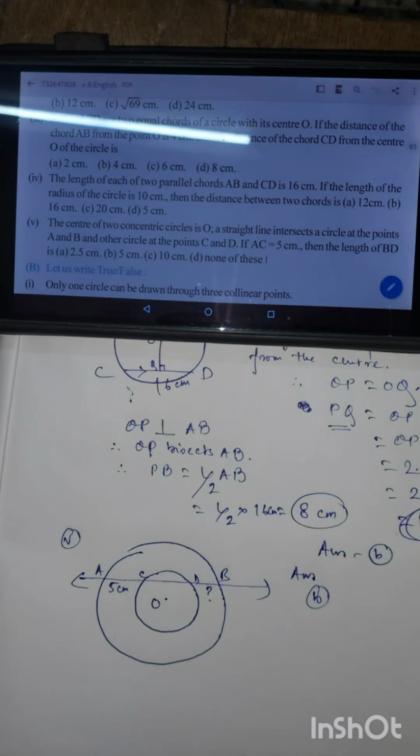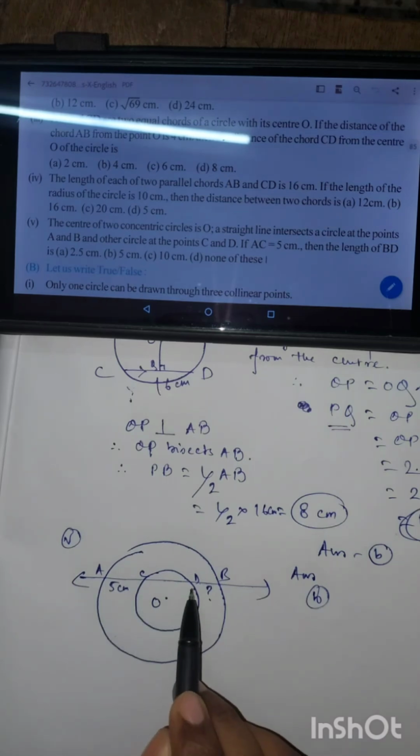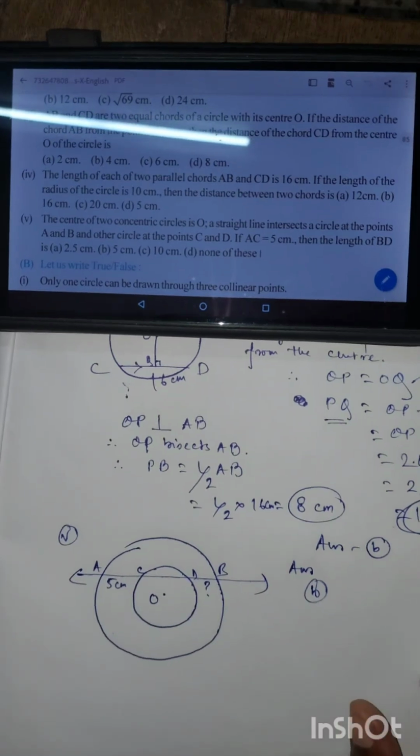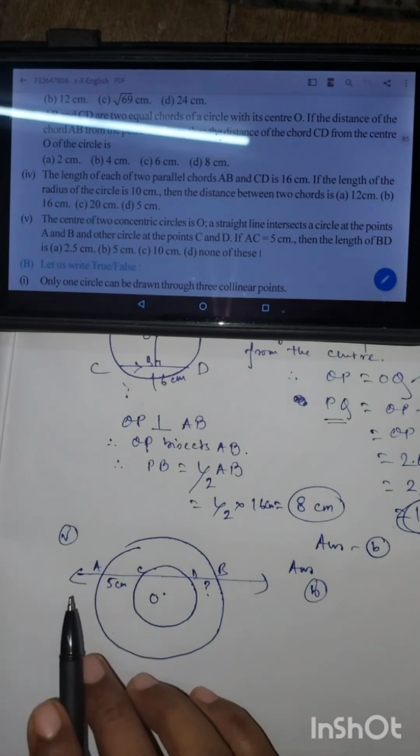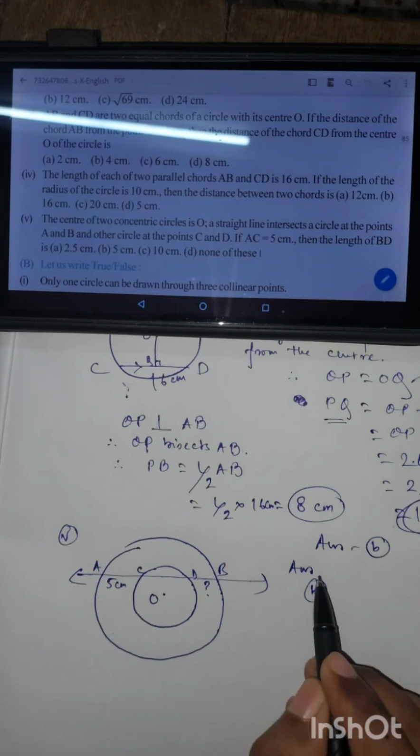We have proved this in our exercise. AC will be equal to BD. We have proved it. So question number 5 is option B.